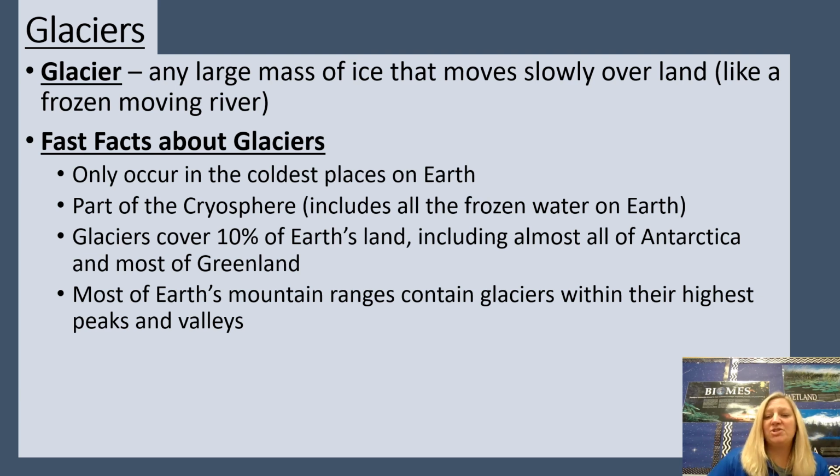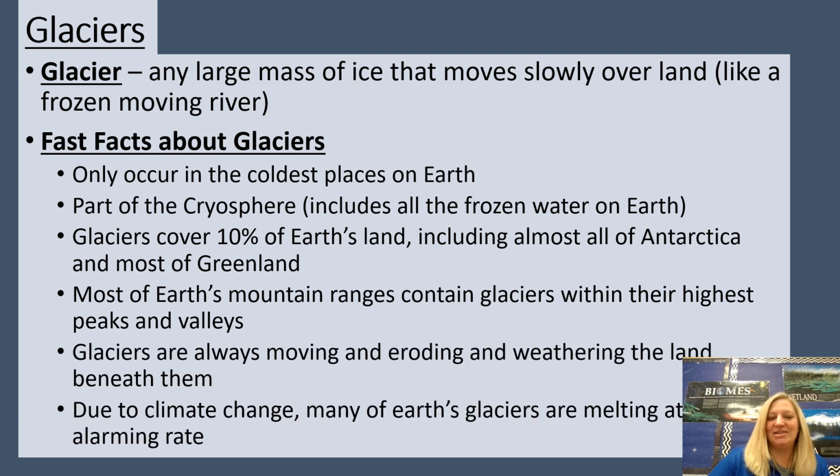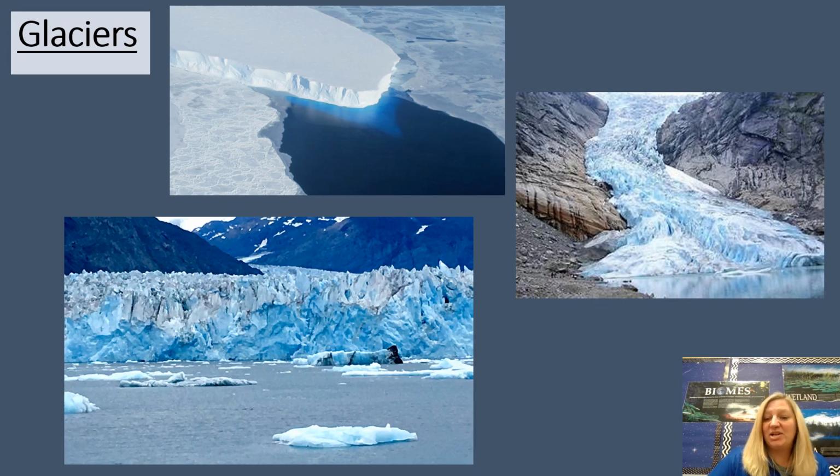Most of Earth's mountain ranges contain glaciers at their highest peaks and valleys. Glaciers are always moving. Even if they're really moving slow, they are still always in motion. And unfortunately, due to climate change, many of Earth's glaciers are melting at an alarming rate. So they're melting faster than we expect. Okay, so some pictures of what glaciers look like. Some have reached the ocean, some are creeping down mountains, some are already at the ocean, but they're just big chunks of ice.